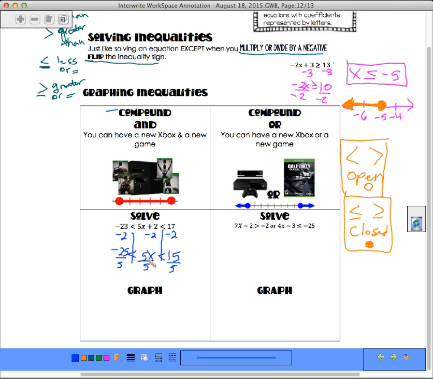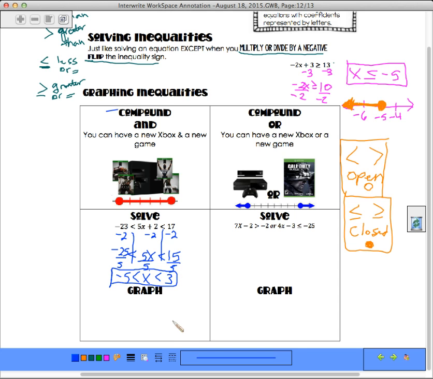And we will get x here in the middle, which is what we wanted. x is greater than, over here we have negative 25 divided by 5, which is negative 5, and less than 15 divided by 5, which is 3. So this is my answer. All I have to do is graph it now.